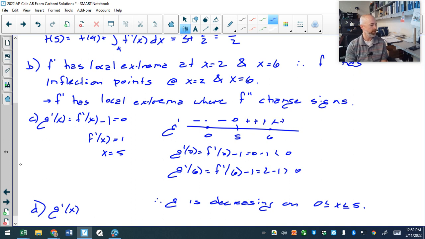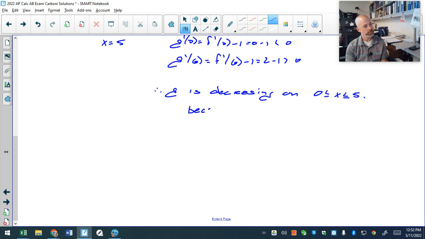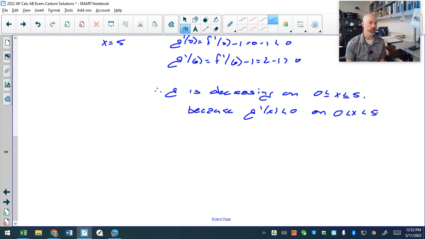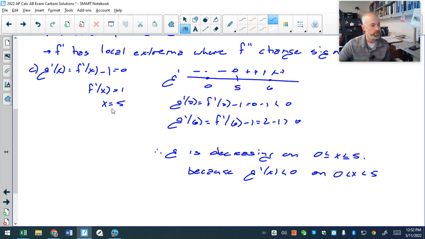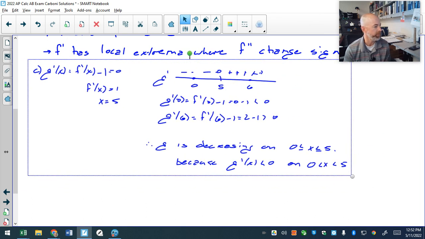And so I can now say that, therefore, G of x is decreasing on 0 to 5 because G prime of x is less than 0 on 0 less than x less than 5. Now G prime does actually equal 0 at 0 and 5, so I'm not including it on that part. Again, not too worried about the equals on those two pieces. So, all right, I wanted to go back and revisit that one. I feel a little bit better about my explanation there for part C now.